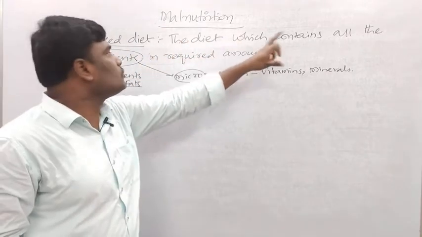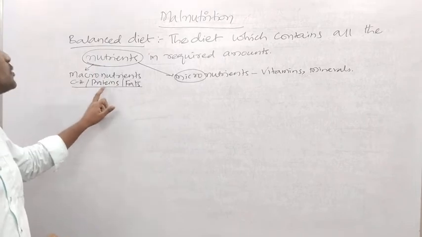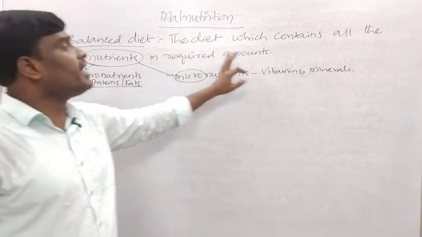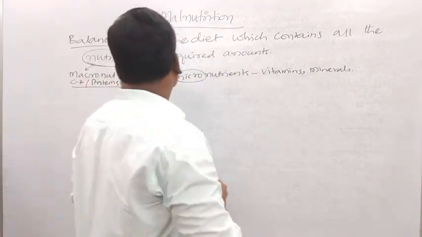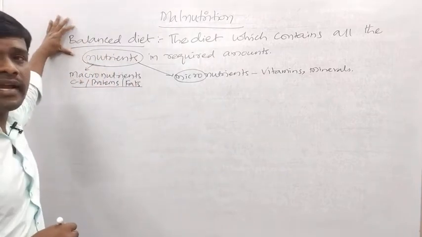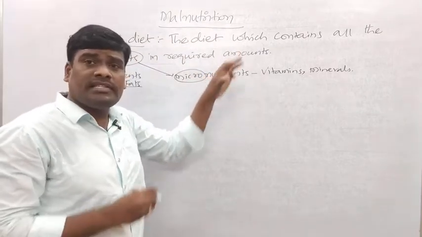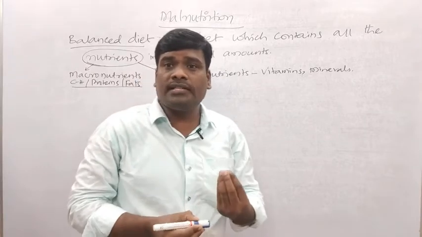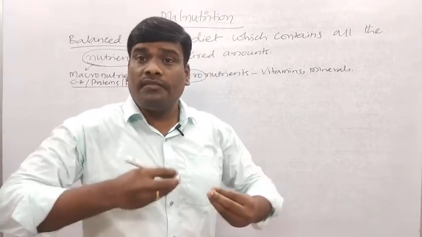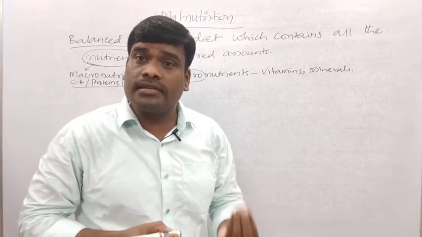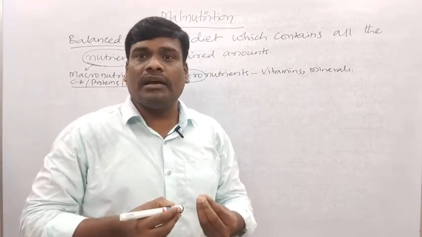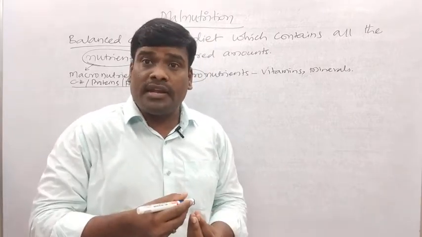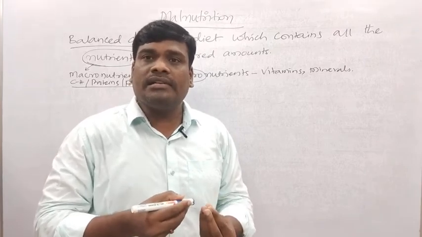So what is a balanced diet here, children? The diet which contains all the nutrients, that means carbohydrates, proteins, fats, vitamins as well as minerals, isn't it, in required amounts to our body. So we call it what, children? Balanced diet. So if their amounts are different, that means what, children? If the amount of these nutrients is less, what happens? Or if the amount of these nutrients is in excess, then what happens? Due to this lack of nutrients in the body, or excess intake of nutrients in our body, that results in what, children?